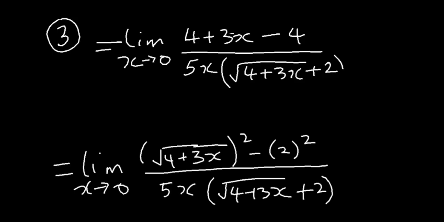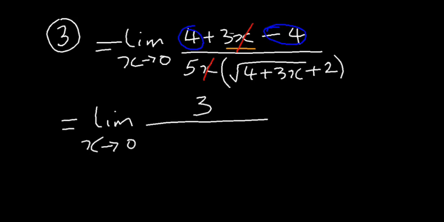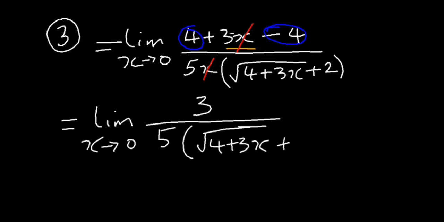Then 4 minus 4 is 0. So x will cancel x. And then our limit will be the limit when x tends to 0 of 3 over 5 into square root of 4 plus 3x plus 2. Now let's substitute.